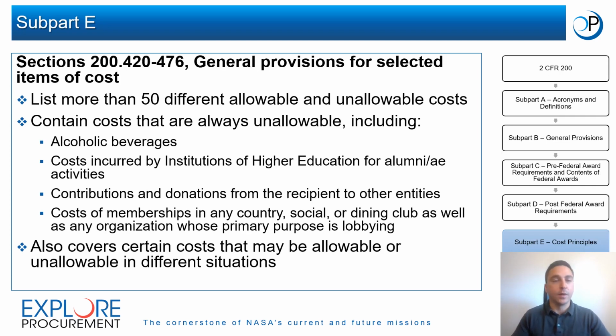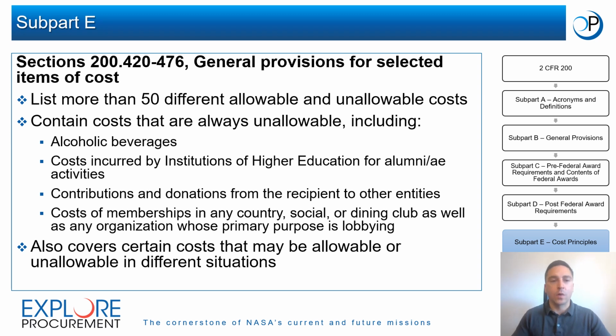Subpart E of 2 CFR 200 provides general provisions for selected items of cost, which is essentially a list of more than 50 different allowable and unallowable costs. There are a number of costs that are always unallowable, including but not limited to what's listed on the slide here. Those costs that are pretty much always unallowable are alcoholic beverages, costs incurred by institutions of higher education for alumni activities, contributions and donations from the recipient to other entities, and costs of memberships in any country, social, or dining club, as well as any organization whose primary purpose is lobbying.